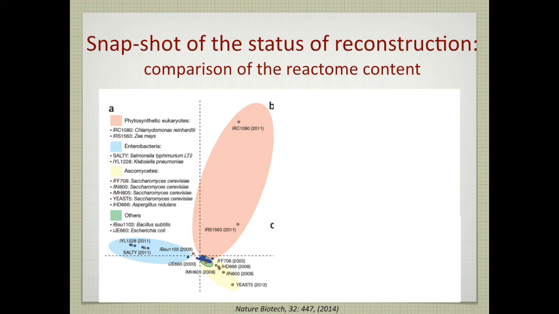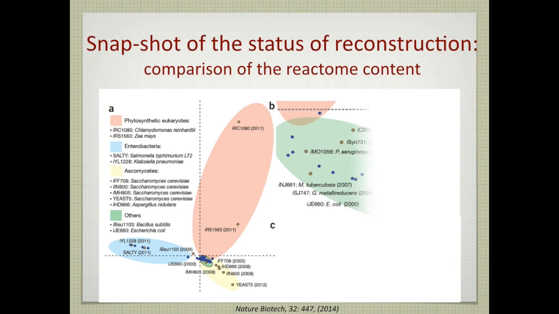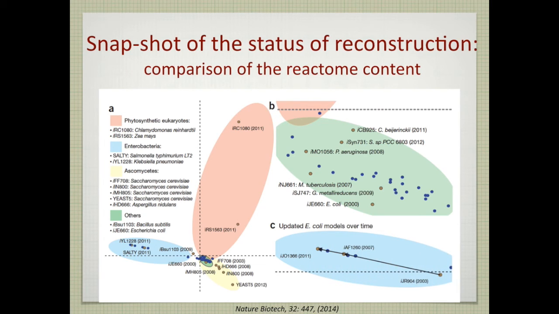So I think I should show a blow-up of the green area. It's shown there. So most of the published reconstructions are very similar in the reactome content. And this is just a zoom in on that blue branch that shows the E. coli reconstructions becoming more and more specific.